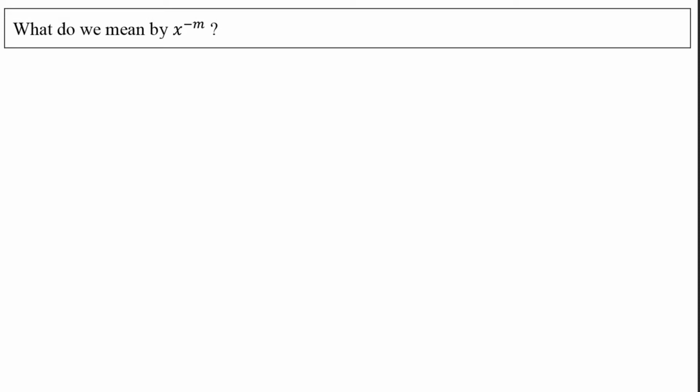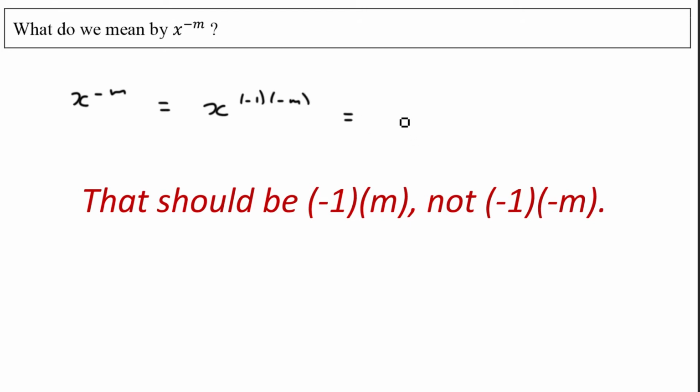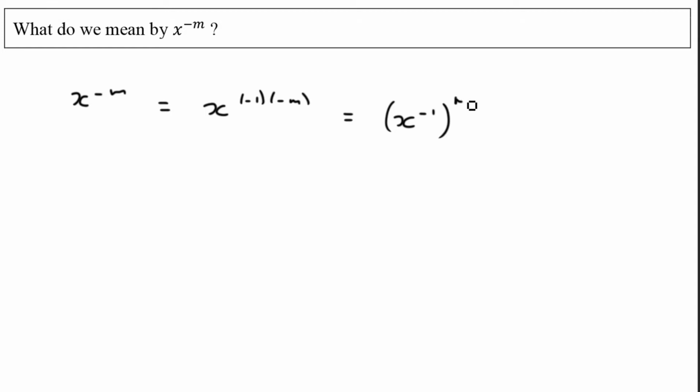Taking that a little further, what do we mean by x to the -m? We could write x to the -m as x to the -1 times -m, which using one of our rules becomes x to the -1, to the power of m. We've just established that x to the -1 means 1 over x, and 1 over x to the m will be 1 over x to the m.